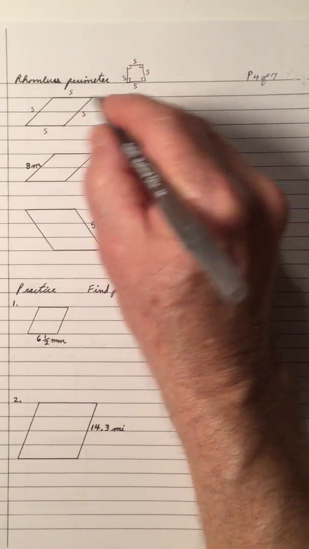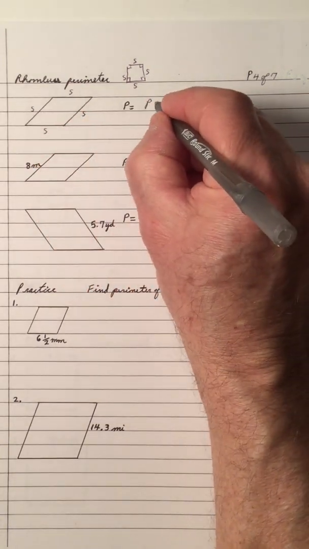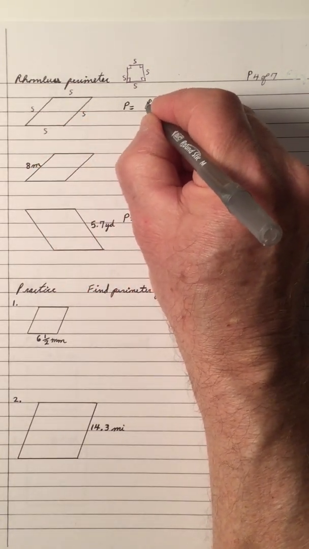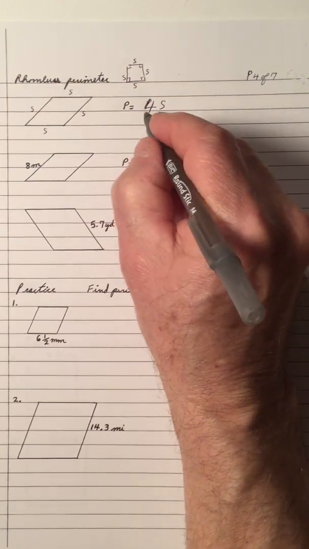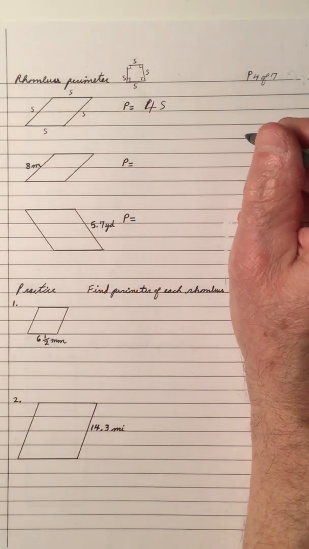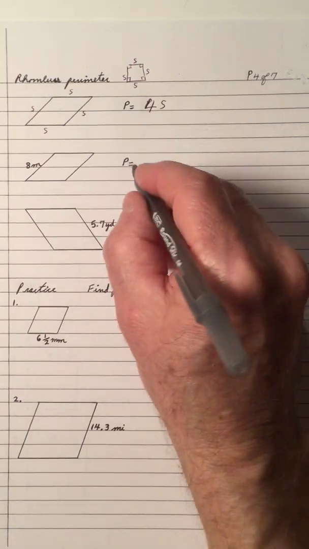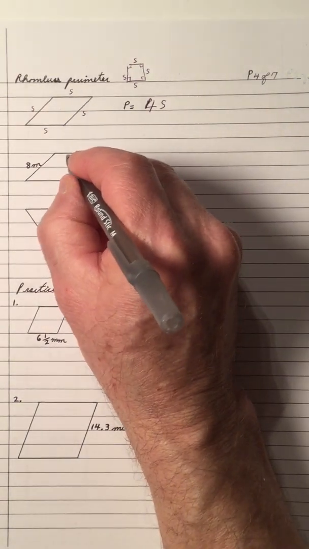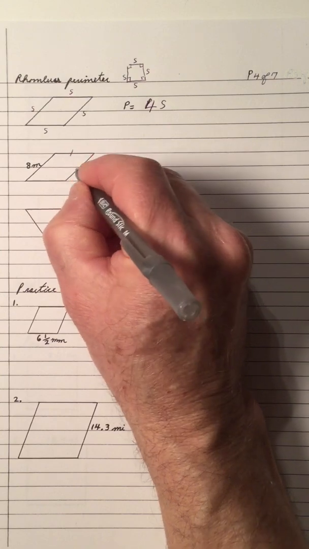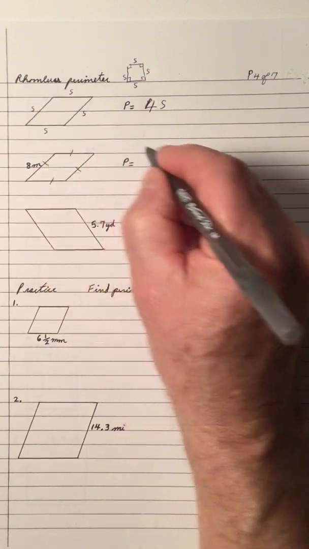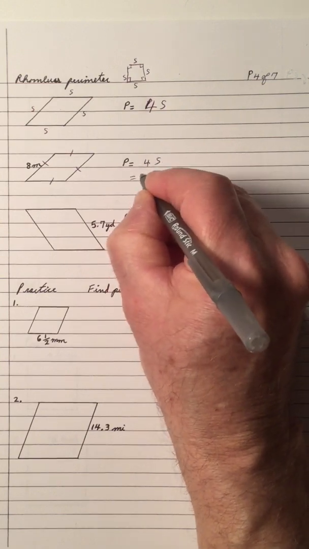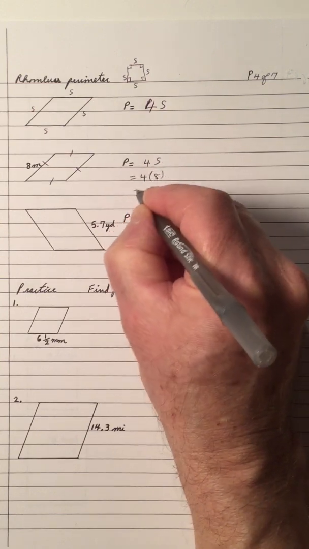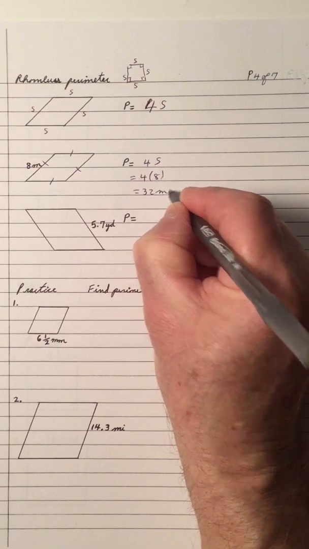So that be the case. S plus S plus S plus S is, oops, I better put a 4 right here. 4S, because you're adding up all the S's, like terms. So P equals, again, this is a rhombus. A rhombus has all sides equal. So therefore, you have 4S. So it's 4 times 8, 32 meters.